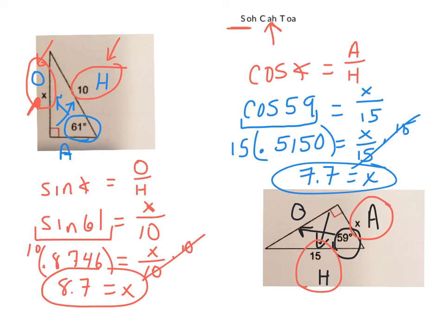And let's just take a peek. That was our adjacent side. 7.7 is smaller than 15, which is our hypotenuse, so it's a reasonable answer.